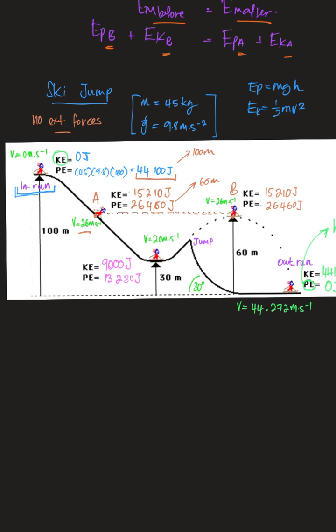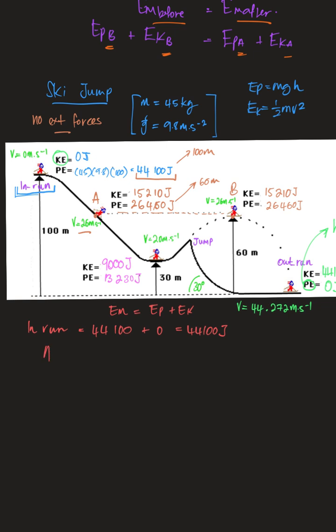So let's have a look at this sort of situation. I'm going to work out the mechanical energy at every point. Right, so let's do that. Right, for the in run, please make sure you're doing this in your books. I've got 44,100. So remember, I'm doing my total mechanical energy is equal to EP plus EK. I've got 44,100 plus 0, which is going to give me 44,100 joules.